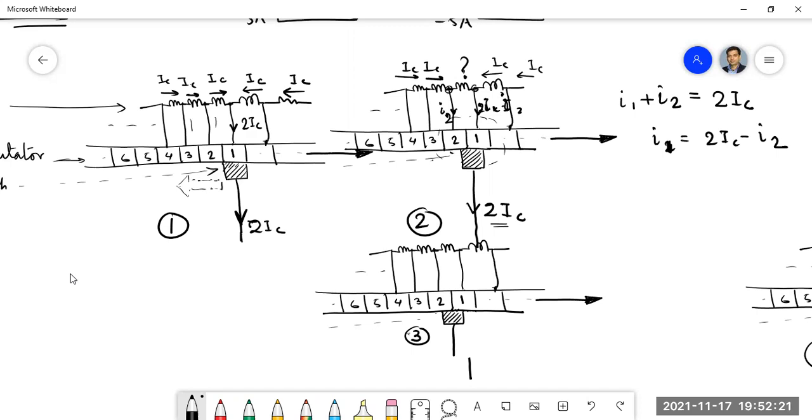Whenever I am asking for some current, you have to apply KCL. Either you apply KCL at that point or at this point. Then if you apply KCL at the left point, what you will see? IC minus I2, sir. So this is IC minus I2 in this direction. If I stick to my previous current direction, then it will be IC minus I2.